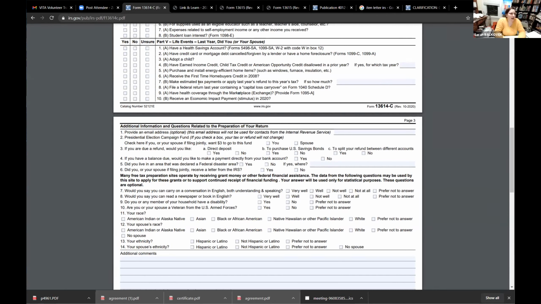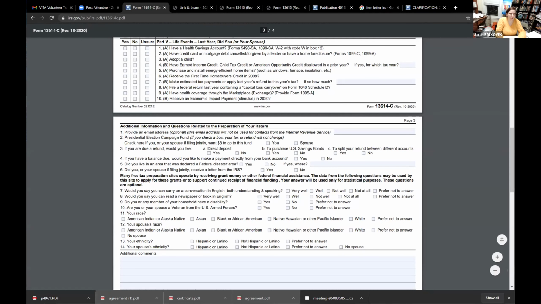Yep. All righty. Have earned income credit, child tax credit, or American Opportunity credit disallowed in a prior year? They will know if that's happened. What happens there is if somebody fraudulently says, I have this child that I'm taking care of, or I make X amount of dollars.